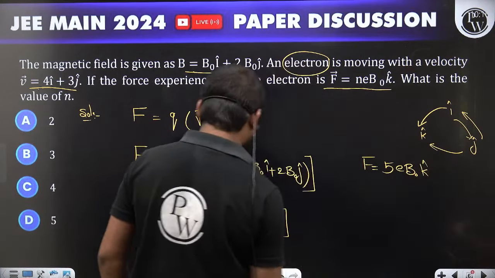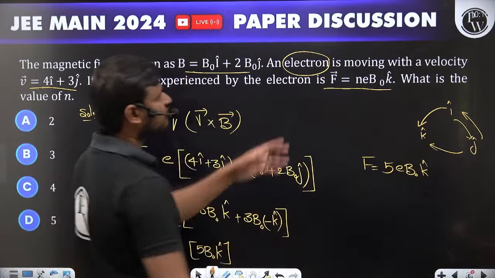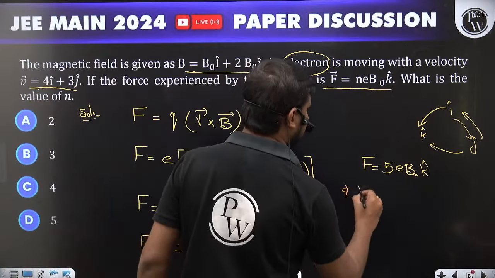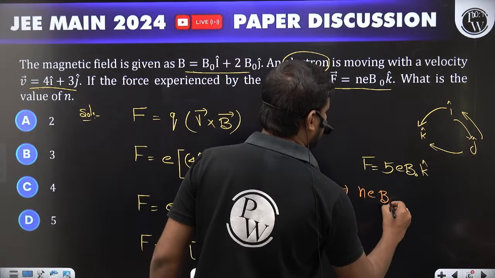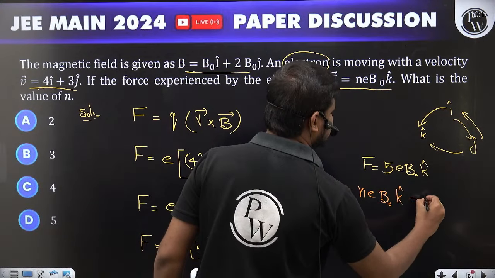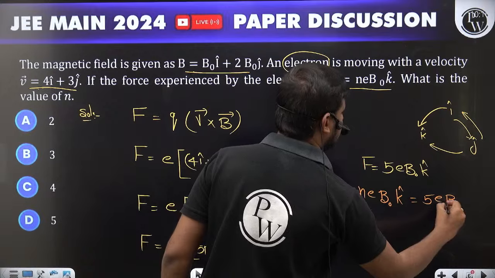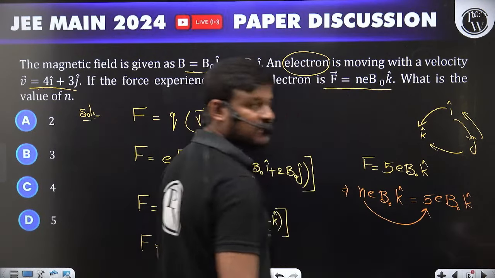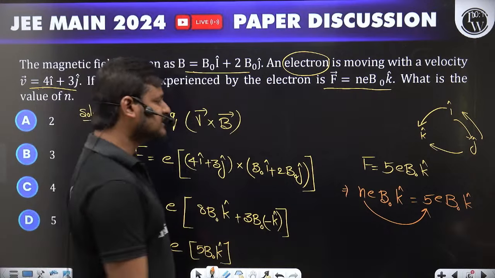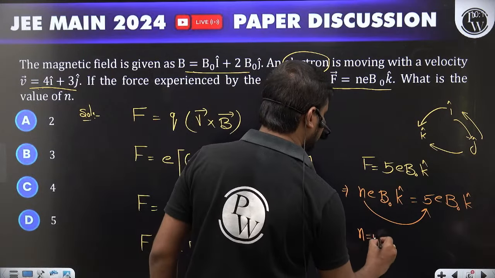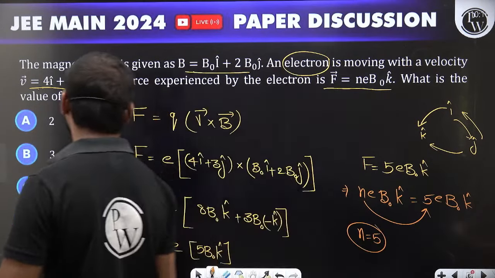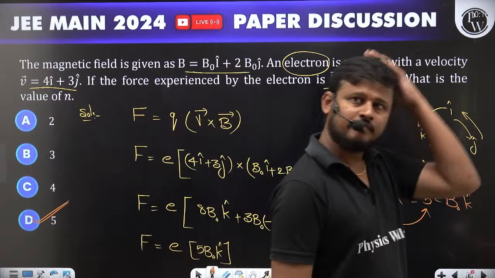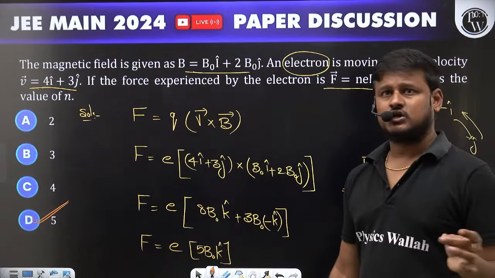So in the question, if you observe, they gave the force equation. So what's the force equation? That is n e B naught k cap, which is equal to 5eB naught k cap. So now if you just compare, here I can write n will be equal to 5. So that's the answer. So n is equal to 5. Clear? Done? Sure.